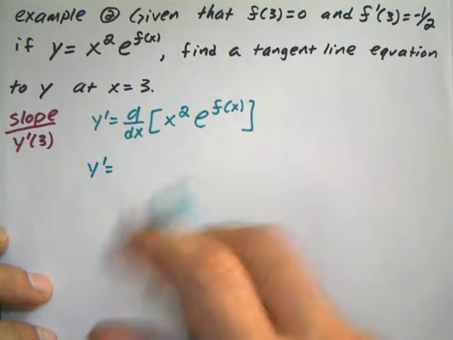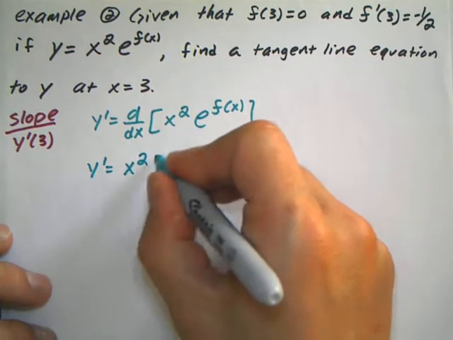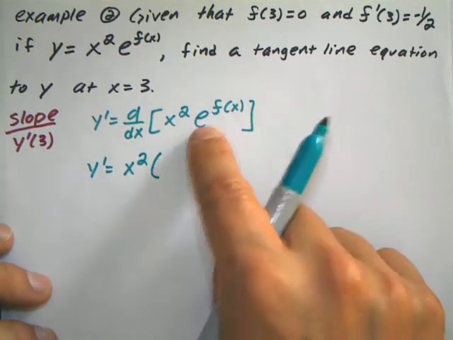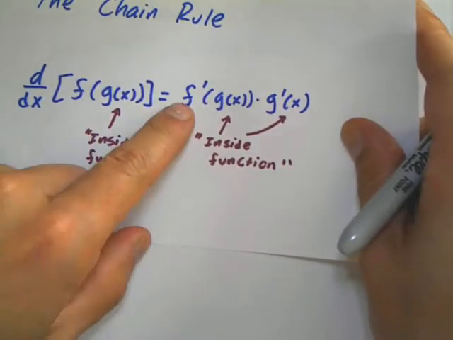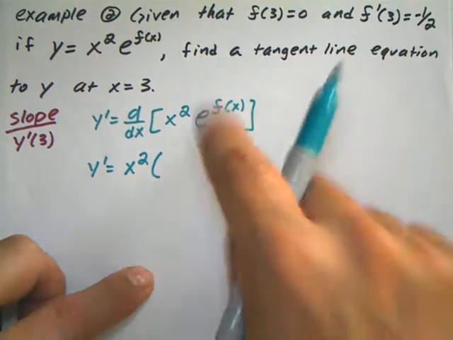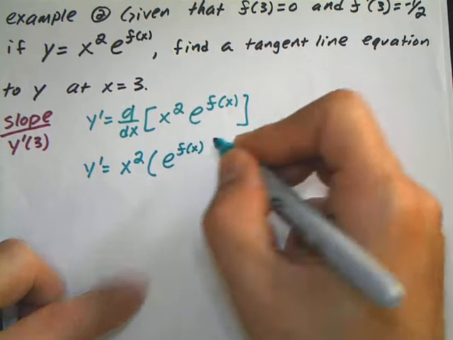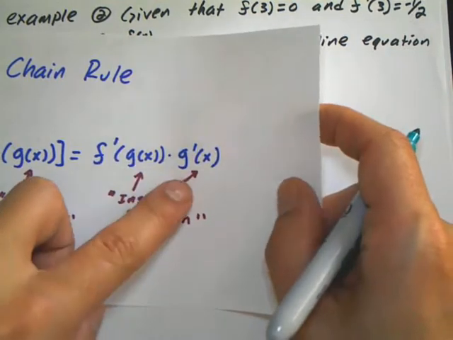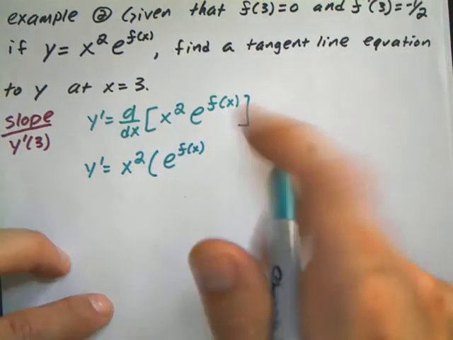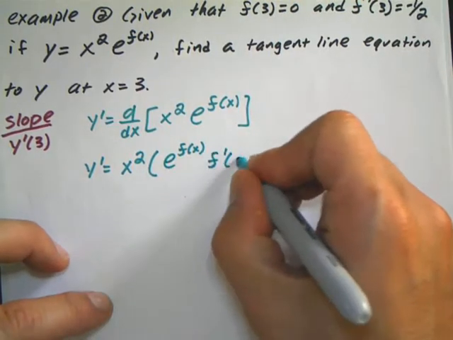So my product rule says keep this portion the same, so it's going to be x squared. And now the derivative of e to the f of x. Chain rule says take the derivative of the outermost. So the derivative of e is itself e, and you keep the f of x the same. And then multiply that by what's on the inside. And the derivative of the inside is the derivative of f of x. So that's just going to be f prime of x.